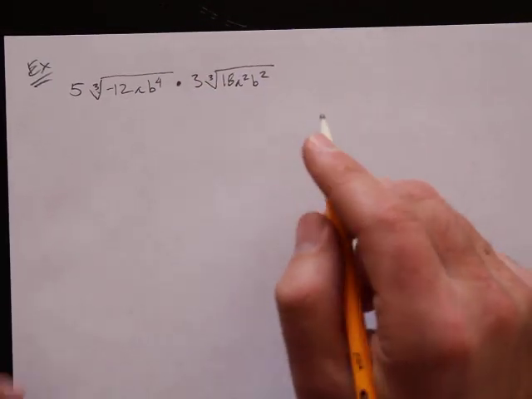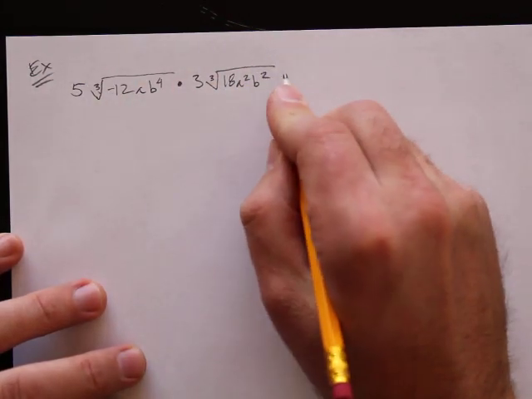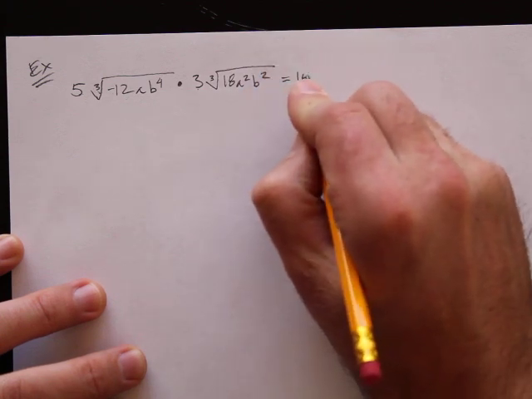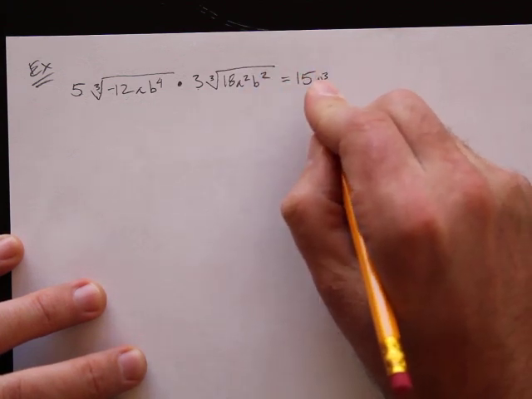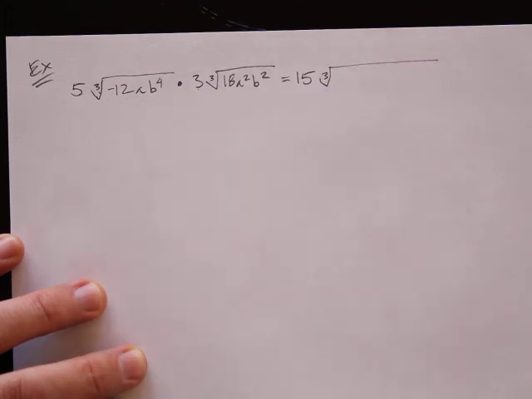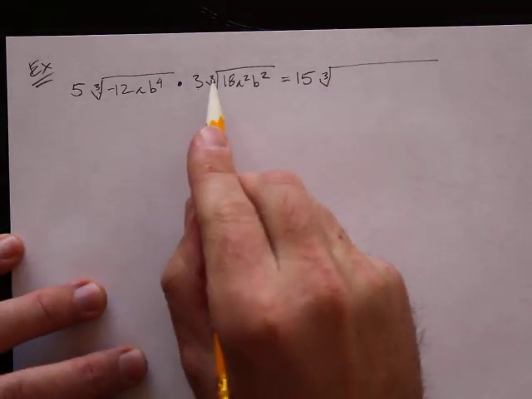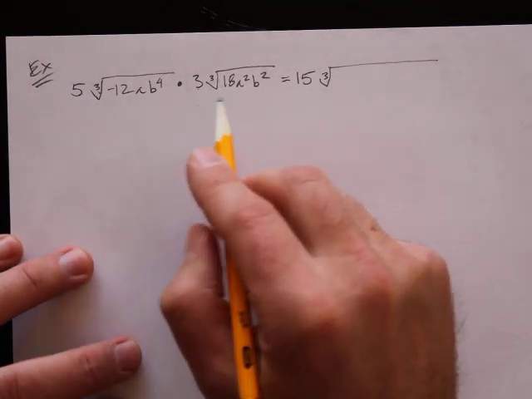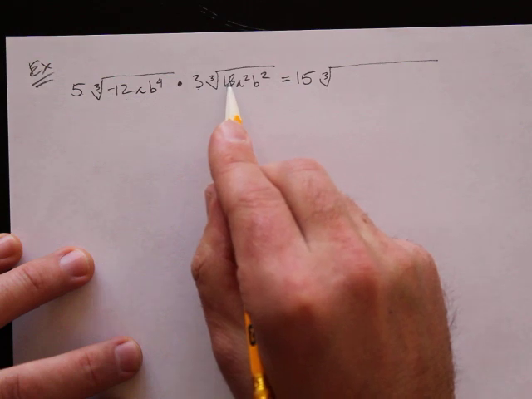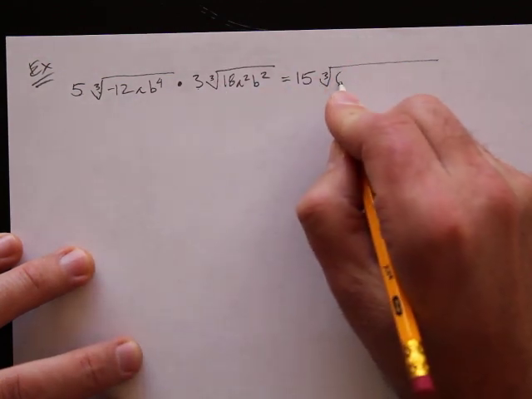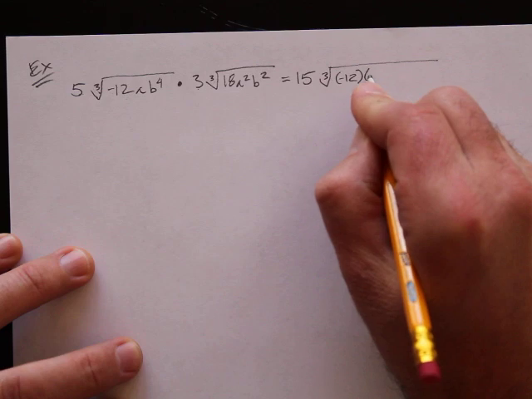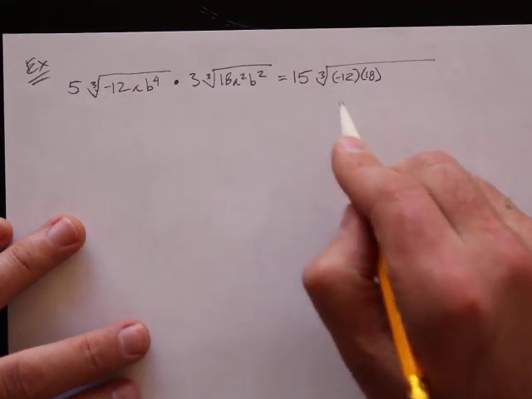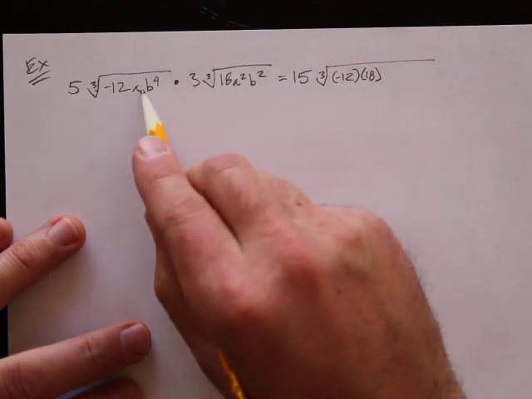All right, let's do this multiplication. First I'm going to do the numbers on the outside. 5 times 3 is 15. Now I'm going to look at the stuff inside the radical. Since these are both cube roots, I can multiply all of this together. I'm not going to multiply 12 and 18, and you'll see why in a second. So negative 12 times 18, I'm just going to put those next to each other because that's going to be easier for me in a minute. But the other ones I'm going to multiply.